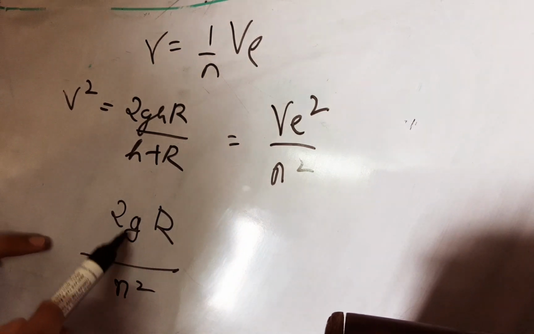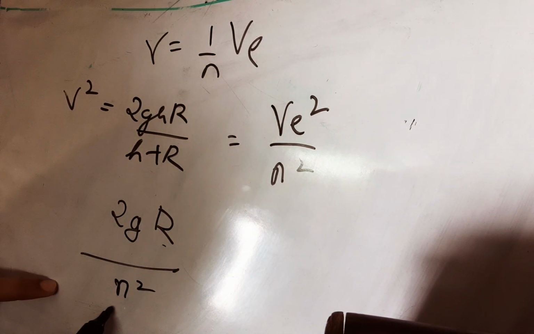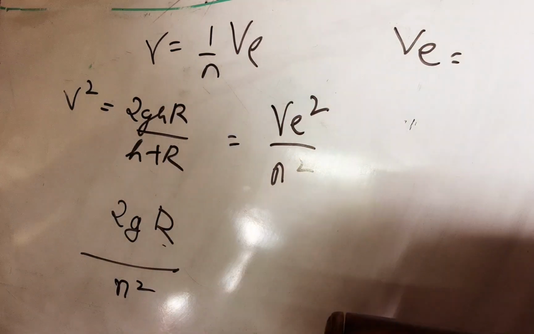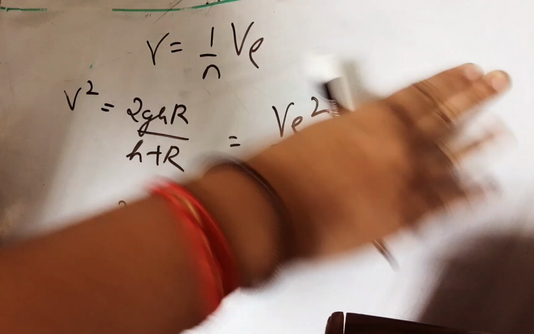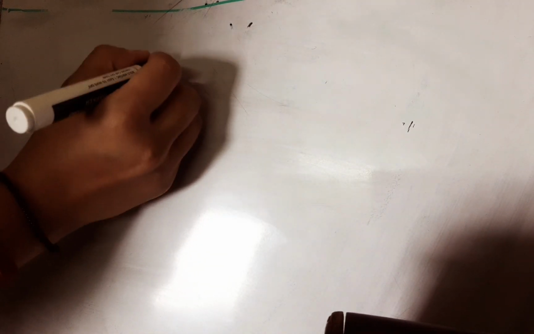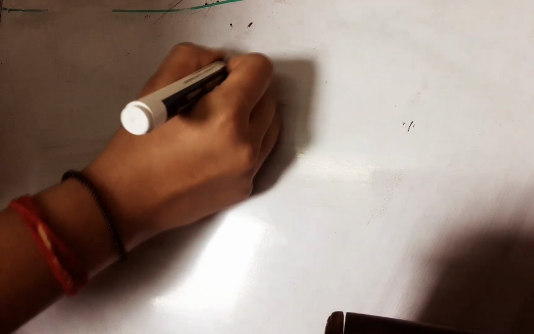Now why am I writing 2gr divided by n square? See, we know escape velocity is... sorry, one more thing, I didn't say that. Okay, I will first say that part and then we will continue. See, here, this is very easy. I hope you will get it. g is equal to GM upon r square.